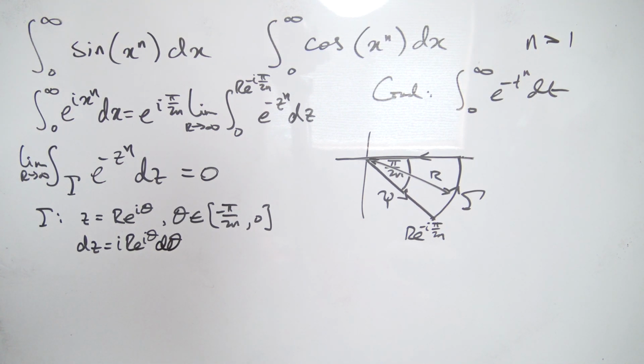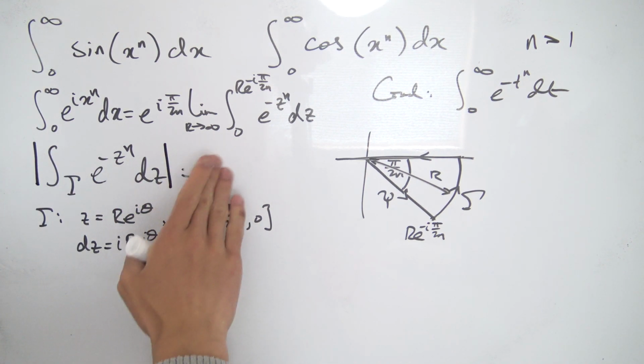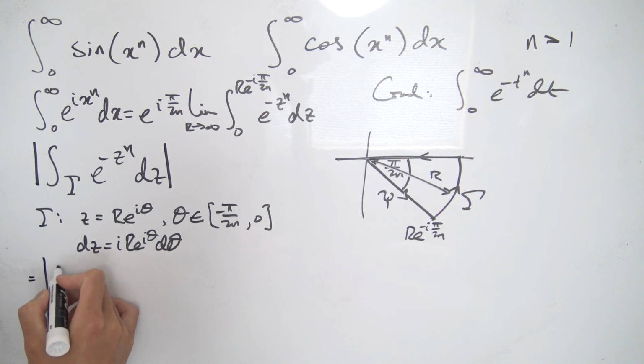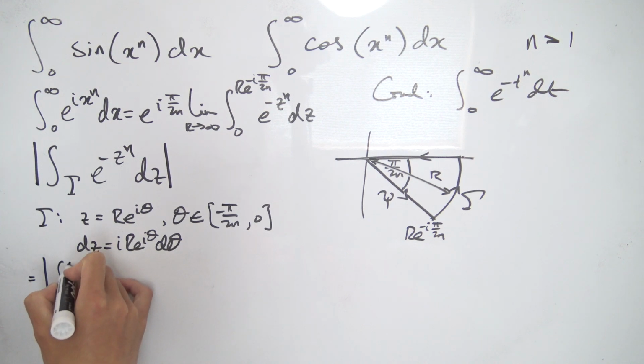Alright, so now let's plug everything into our integral. Let's drop out this limit first of all, and we'll apply the limits later. I also want to take the absolute value of this integral, because we want to start finding upper bounds for this integral. So now if we plug everything in, we get the absolute value of the integral, going from minus pi over 2n all the way up to 0.